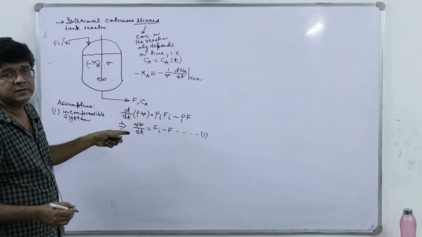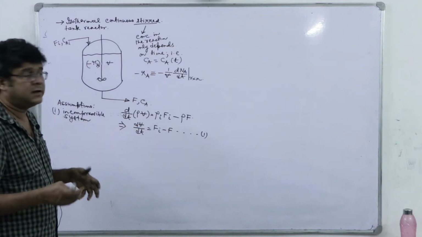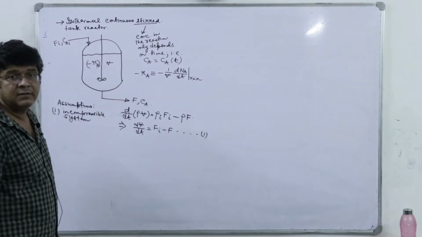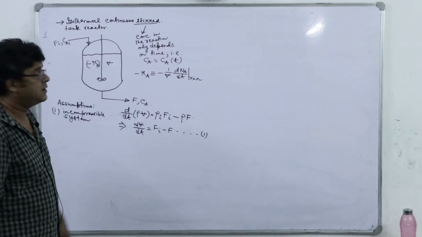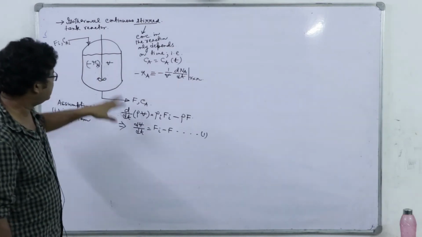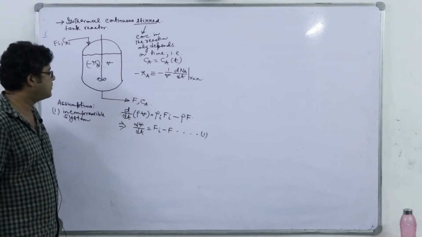We cannot further simplify it by writing V as A into H, because we have a curved surface here. So, the level in the tank for different points of the base will be different. So, that is why we are writing it in terms of the total volume of this reactant.